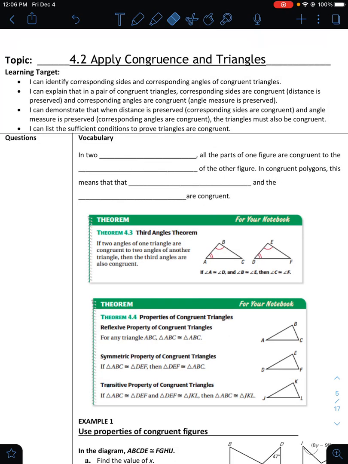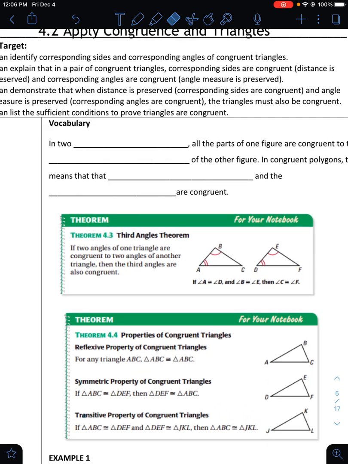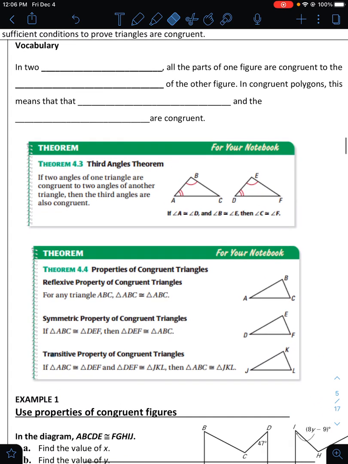Okay, in this next section here, we are going to look at applying congruence and triangles. This whole unit is about proving triangles are congruent. So this particular section will really set up the basics behind what that actually means. So let's start here at these blanks to fill in.